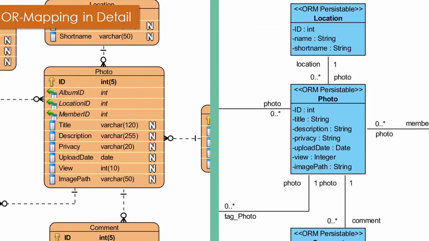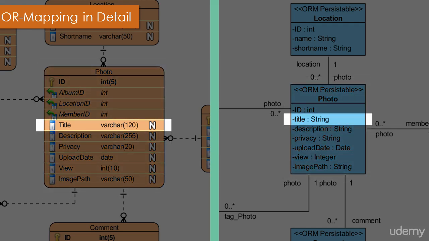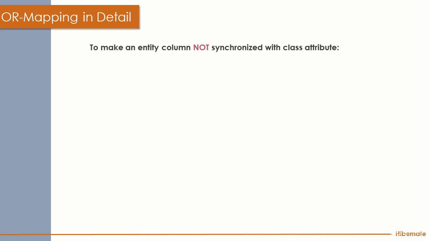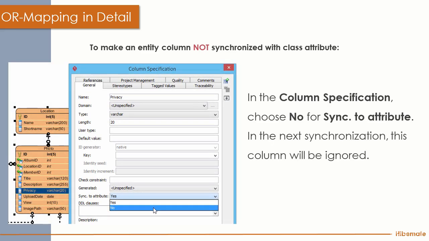Let's look at the mapping in detail, how it maps inside Visual Paradigm. First, the entity in the ERD will map to the class in the class diagram. And very straightforward, the column will map to the attribute in the class diagram. There is one option. If you don't want to generate the attribute for the database column, you can open the specification of the column and set synchronize the attribute to no. There are different reasons to have this option.